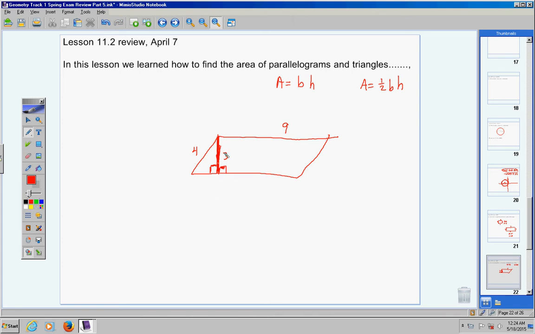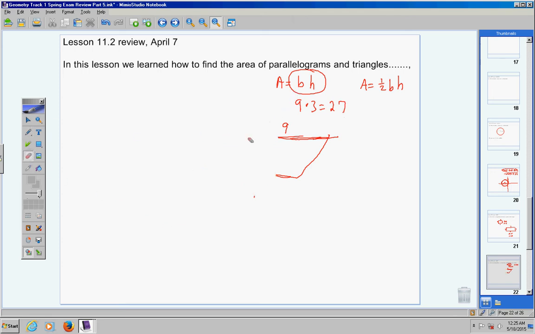So, how do I find the area of this parallelogram? Base times height. Is that so easy? If this is 9 right here, then we know opposite sides on parallelograms are congruent. So this side here would also have a length of 9. So my base would be 9. My height would be 3. So the area of the parallelogram is 27. It's that simple. Base times height. Pretty simple.